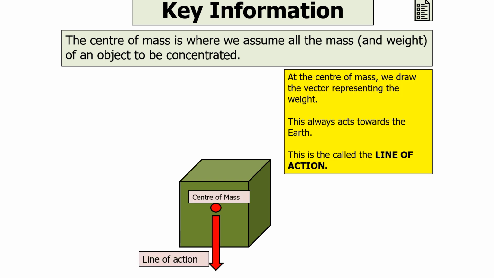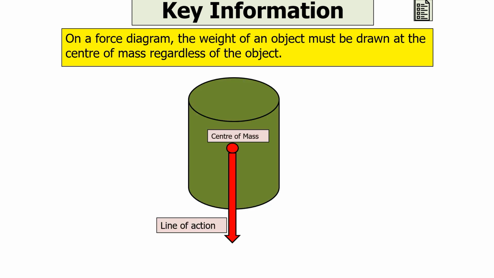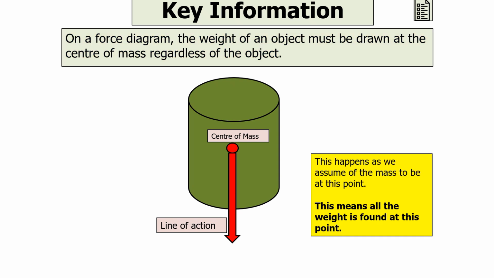So at the centre of mass we draw a vector representing the weight, and this always acts towards the earth, so this is called the line of action. Now on a force or free body diagram, the weight of an object must be drawn at the centre of mass regardless of the object, as you can see in the following diagram. Now this assumes that all of the mass is at this point, so it means that therefore all the weight is found at this point.